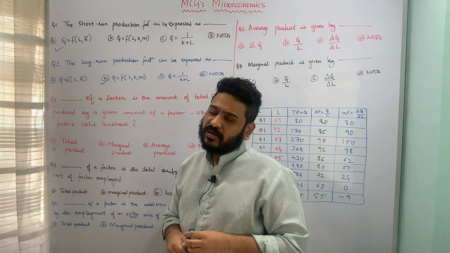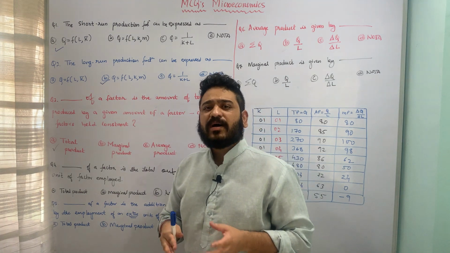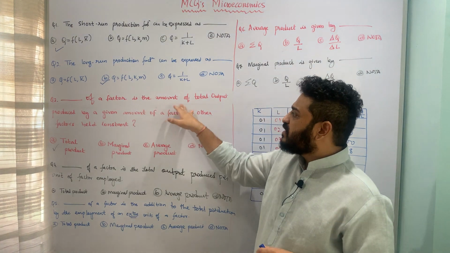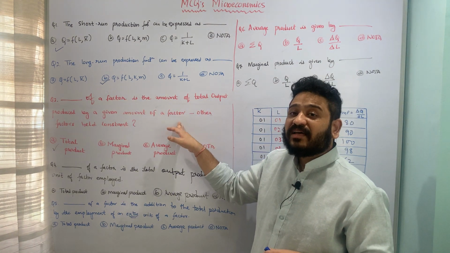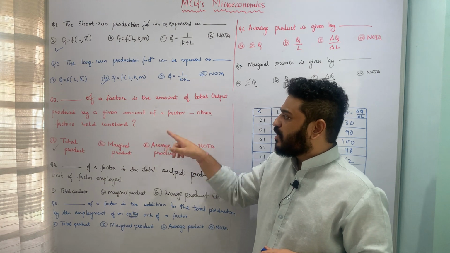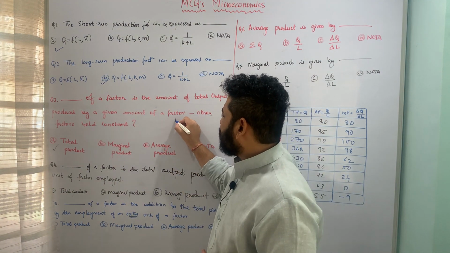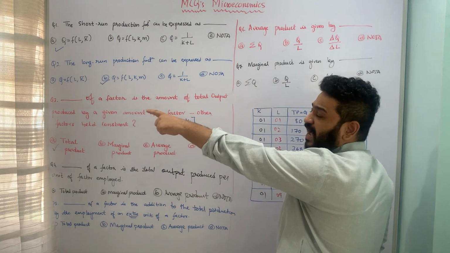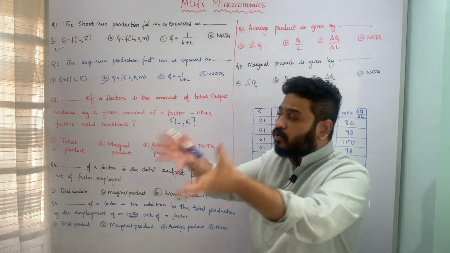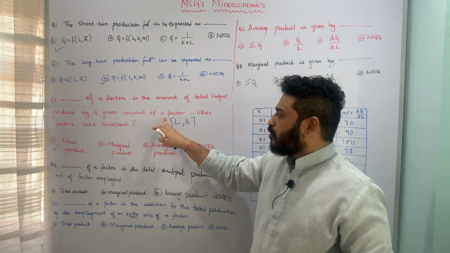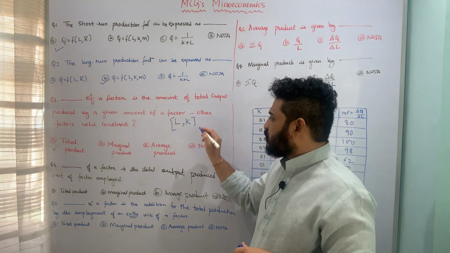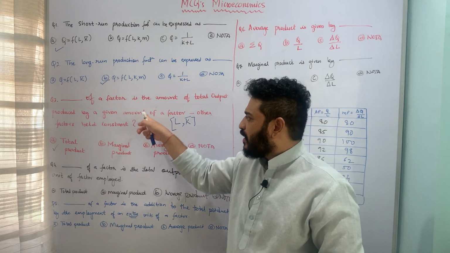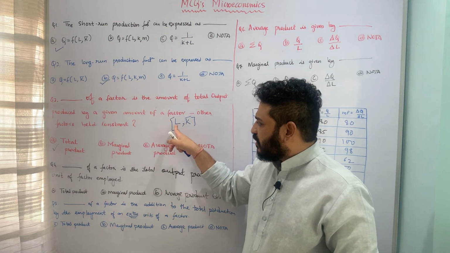Let us now move to an important concept called total product, marginal product and average product. The first question is, dash of a factor is the amount of total output produced by the given amount of a factor, other factors held constant. Let us assume that we have two factors, one is labor and the other is capital. Capital is held constant, and we have to look at the amount of total output contributed by the given amount of that factor. Let us assume that it is labor.